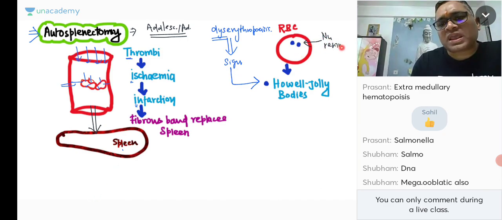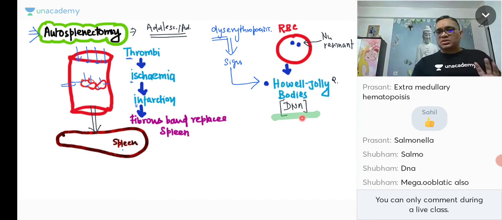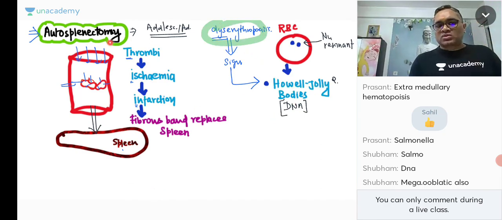This was a question in a previous year AIIMS exam, a matching type question. They asked, what is a Howell-Jolly body? Howell-Jolly body is made up of DNA, because nuclear remnant is DNA. So Howell-Jolly bodies are a dyserythropoiesis sign seen in the autosplenectomy of sickle cell anemia.